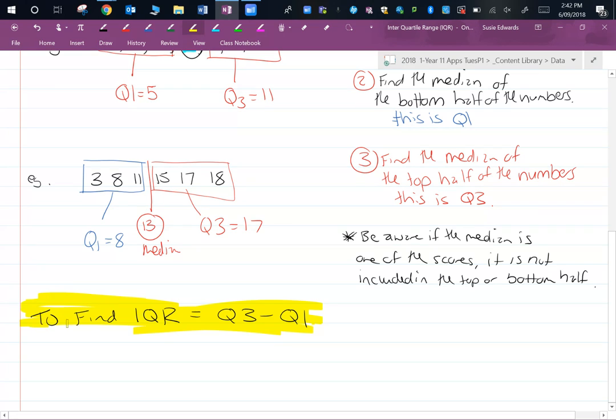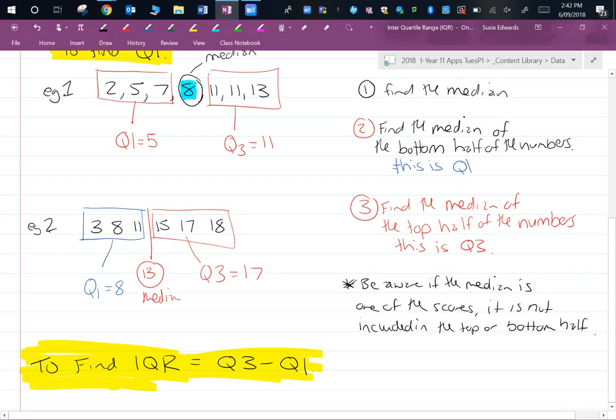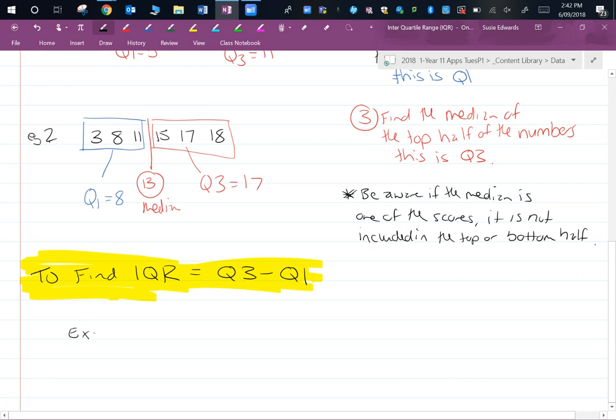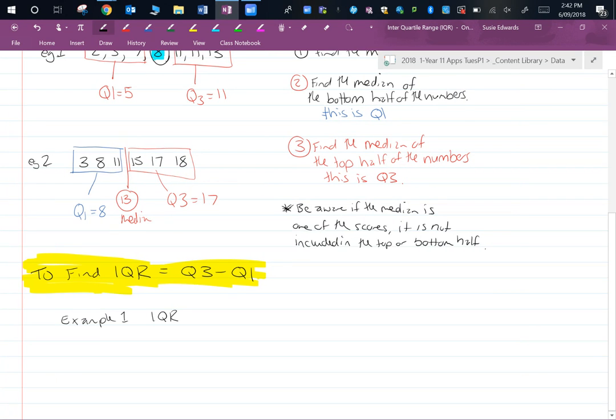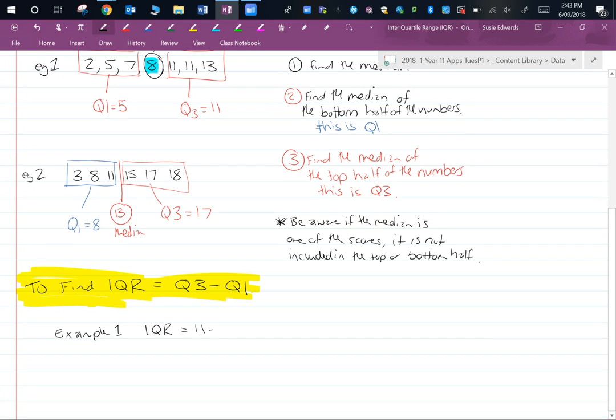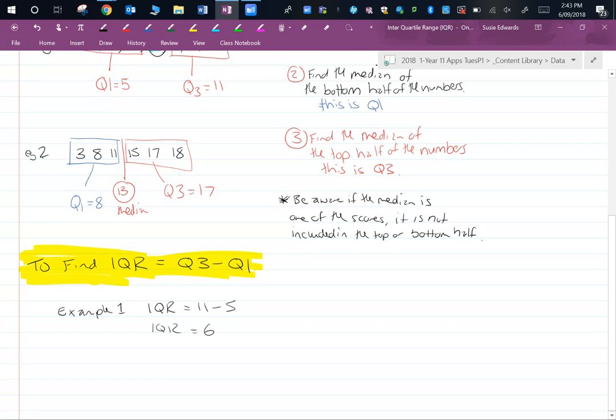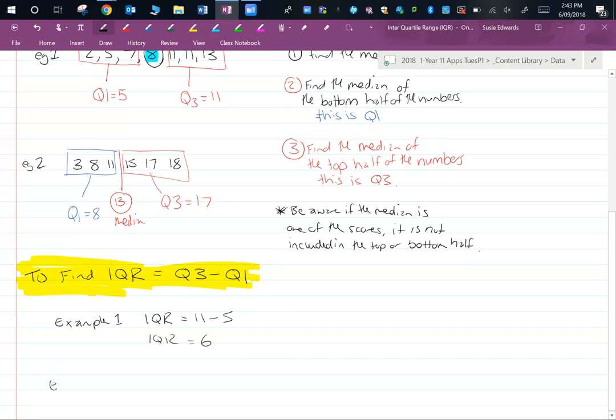So for our first example, so I'll just write example 1 and example 2. For example 1, interquartile range is 11, take 5. So our interquartile range is 6. For example 2, interquartile range is 17, take 8. So it is 9, not 11.